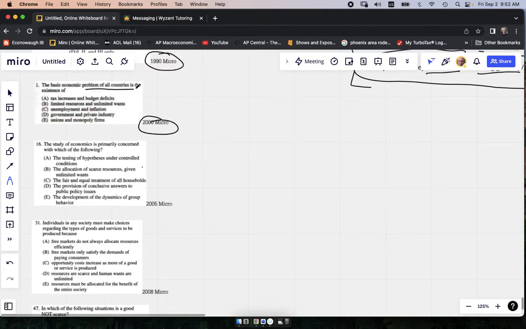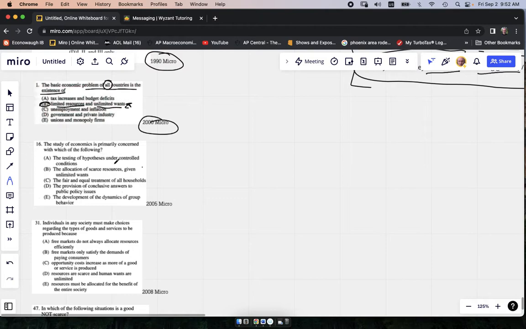The basic economic problem of all countries is, of all countries, tax increases and budget deficits, limited resources and unlimited wants. Well, that looks pretty like what we're looking for. Unemployment and inflation, government and private industry, unions and monopoly firms, right? So that basic economic problem we know is scarcity, limited resources, and unlimited wants. It kind of sticks out once you know what you're looking for.